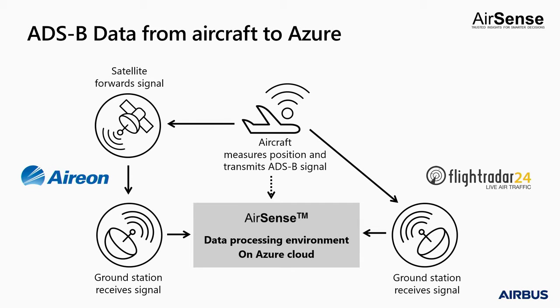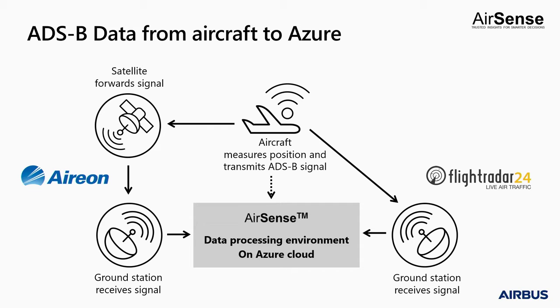So how does the ADS-B data, the aircraft position data, actually make it from the aircraft to Azure? In the middle, you see the aircraft itself. As I mentioned, the aircraft determines its own position, either using GPS or other means of knowing where it is in the world right now. And then it broadcasts that on a public frequency. So if you go on Amazon, you can buy yourself a USB stick, plug that into your laptop, and you can actually start to pick up ADS-B signals.